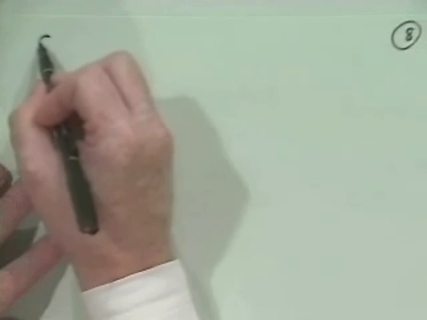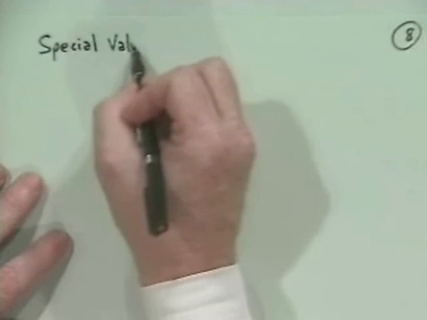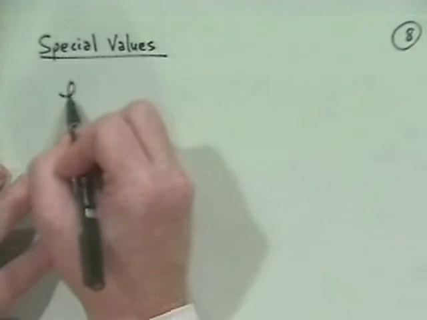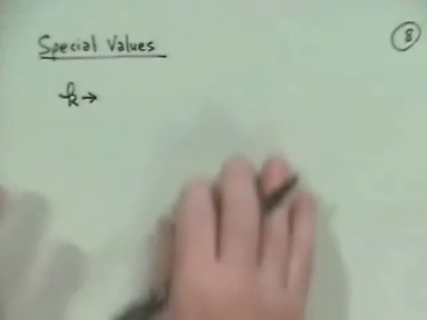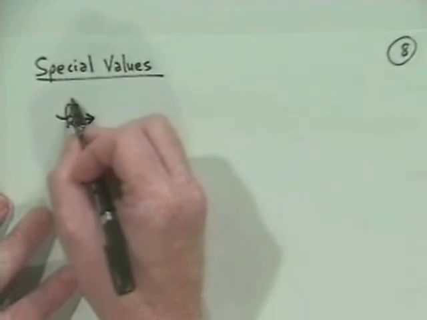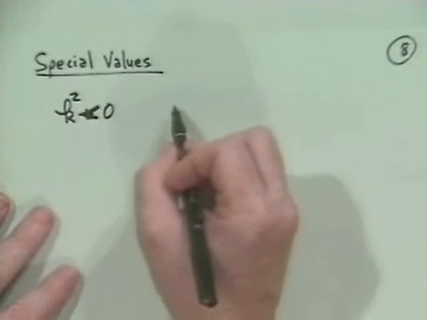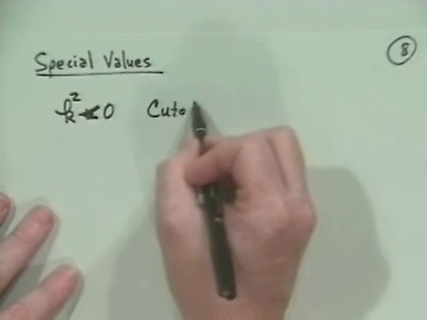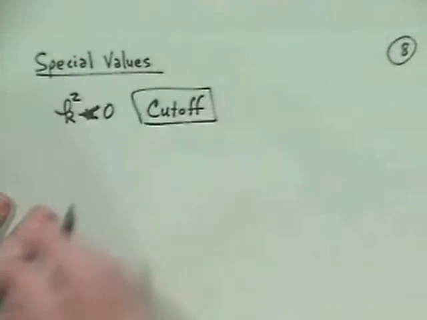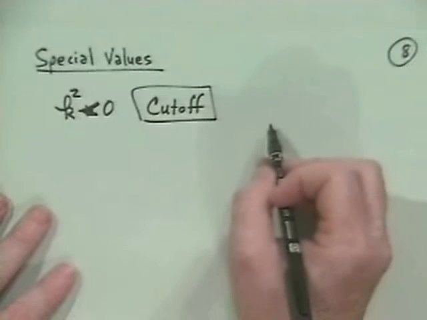So let's talk about that a little bit. Special points, special values. Remember, this is a dispersion relation for k. For those values where k squared becomes less than zero, this would be what we would call a cutoff. And why do we call it a cutoff? It's because k is imaginary there.